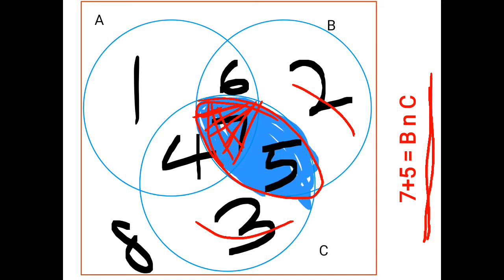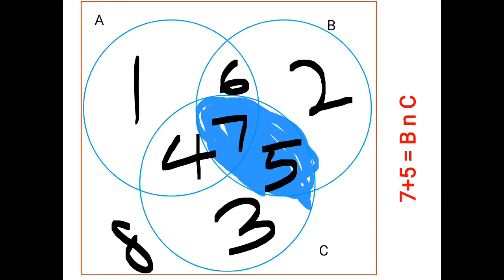In our case now, it is found in B and C. So we say B intersection C is the whole of this part, 7 plus 5, giving us B intersection C. I said when you are reading or when we are saying it, you will see something like B and C.